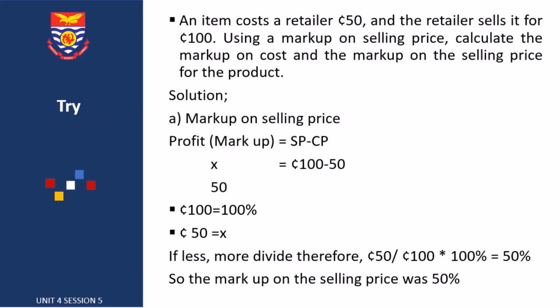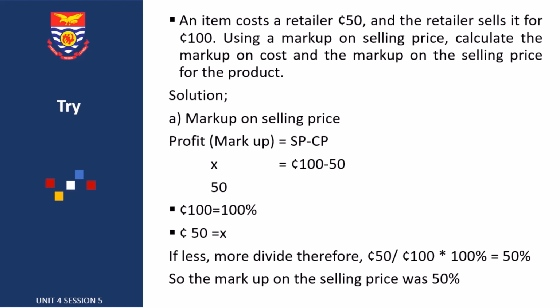Let us try our hands on another one. An item costs a retailer 50 cedis, and the retailer sells it for 100 cedis. Using a markup on selling price, calculate the markup on cost and the markup on the selling price. The first one we did was on the selling price, and we are going to look at on cost.